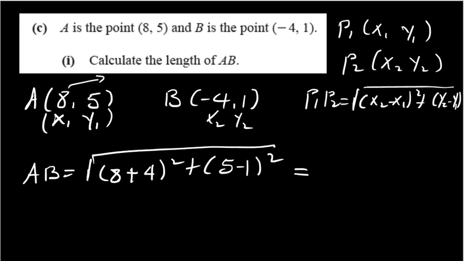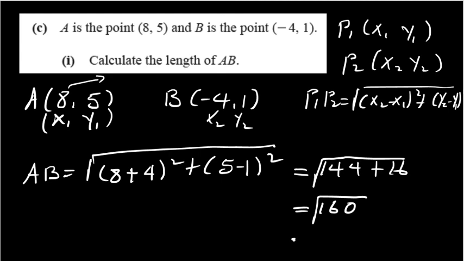This is the same as 8 plus 4 is 12. Square it, 144, plus 5 minus 1, which is 4. Square it, 16. Then when you add them, it will be the square root of 160. Then you can use a calculator. When you extract it, it's going to be 12.6. That is the length between the 2 points A and B.